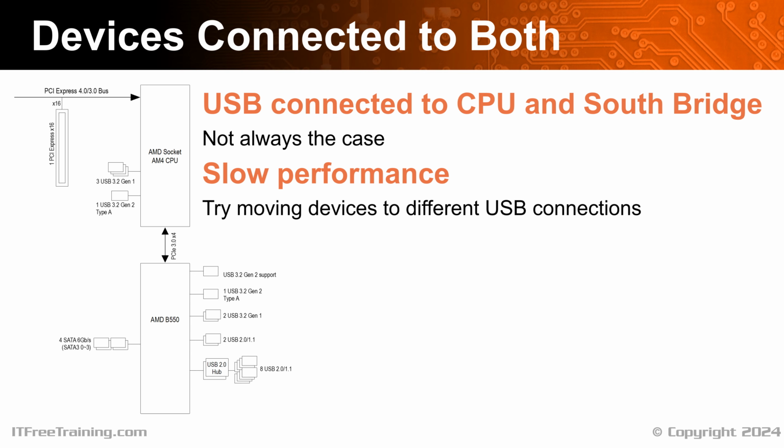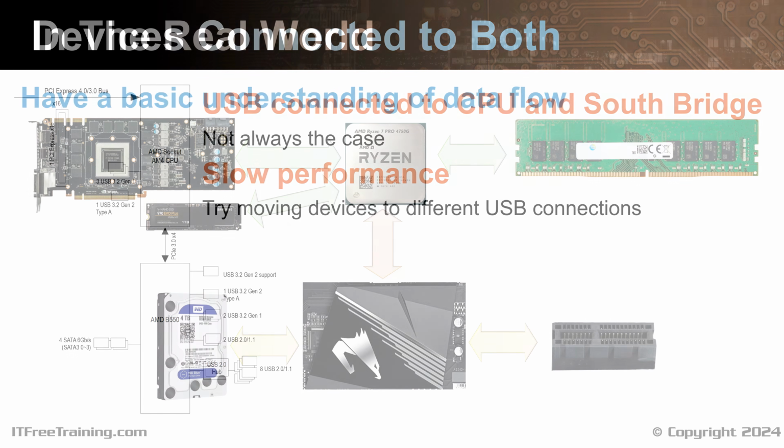Not all motherboard manuals will come with a block diagram, so you may not be able to tell where your devices are connected. Just keep in mind that very high-speed devices are most likely connected directly to the CPU, that is, the devices that use the most bandwidth. If you're having performance problems with your high-speed devices, try changing the connection to see if that helps.